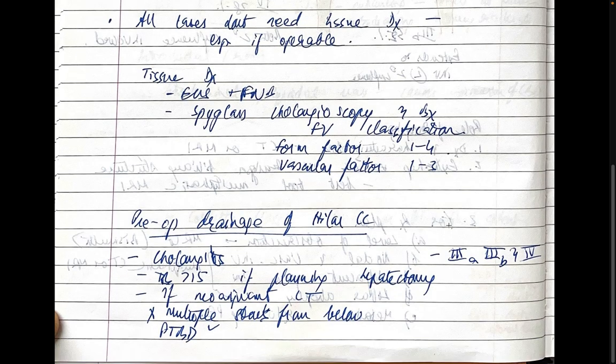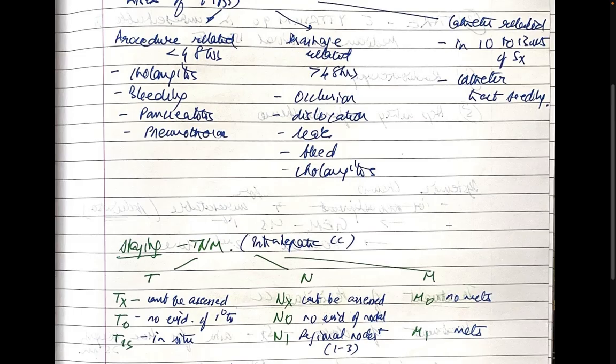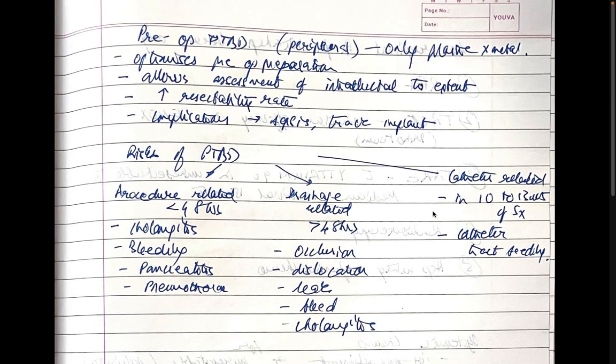Pre-op drainage of a hilar cholangiocarcinoma. This is done for cholangitis, if the total bilirubin is more than 15, if you're planning a hepatectomy, if you're planning neoadjuvant chemotherapy. You don't do multiple stents from below. Instead, what you do is a PTBD. So pre-op PTBD, you do it peripherally and you use only plastic stents, not metal stents. It optimizes the patient pre-operatively and it allows assessment of the intraductal extent. And it increases the resectability rate.